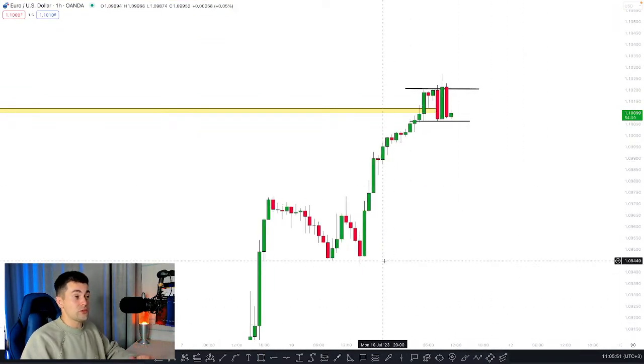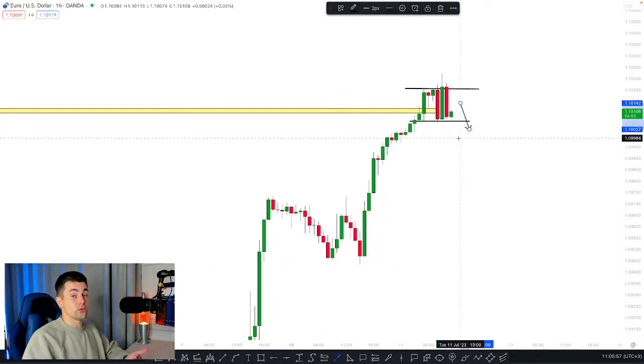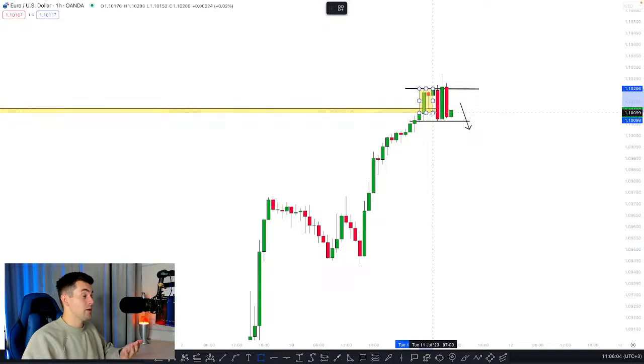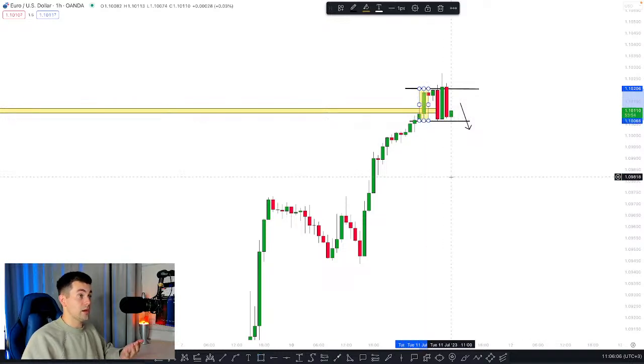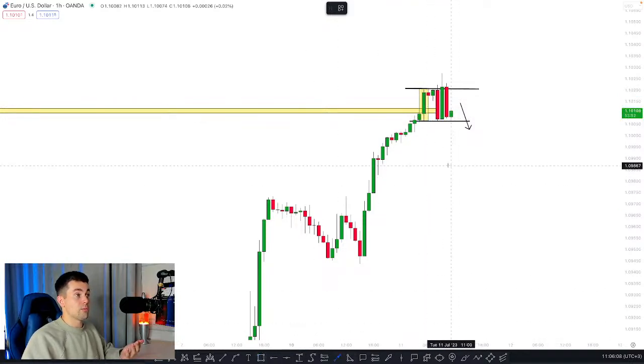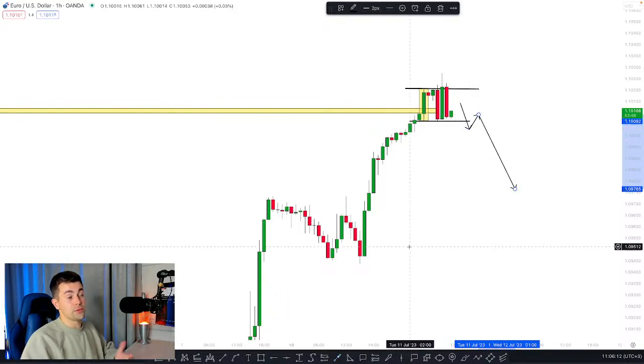And your confirmation of the initiation of a correctional movement on euro dollar will be, of course, the breakout of the lower boundary of the mother's bar to the downside. So here's our mother's bar, and the breakout of the lower boundary of the mother's bar, the hourly candle close below, will be a very bearish signal that will initiate the correctional movement on euro dollar.